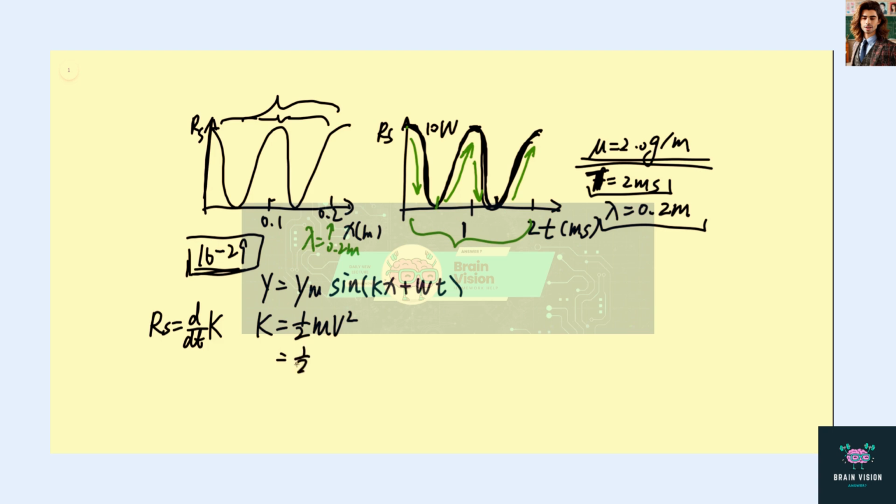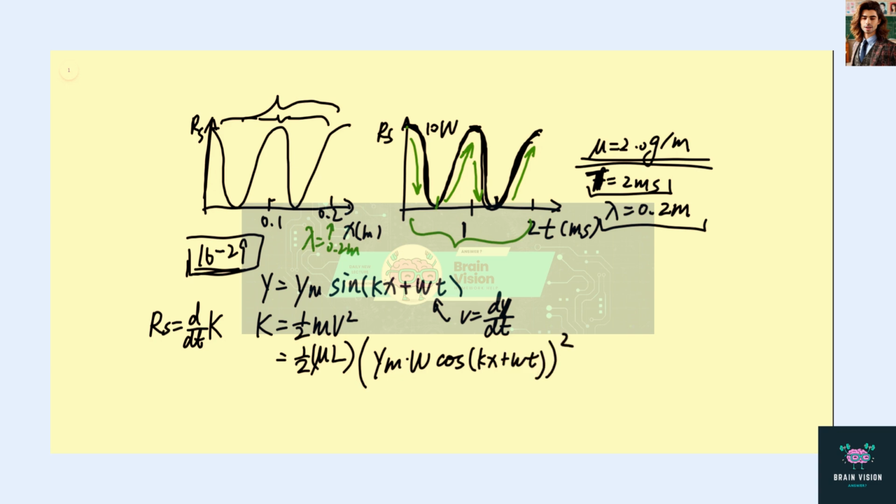In this case, we know the mass density mu. m is going to be mass density times L. L is just some distance that we're considering, because if we're looking for the kinetic energy, we must be looking at the kinetic energy of a fixed length of string. So L is that length. And then what is v? v is dy over dt, the derivative of the displacement. dy over dt is y_m times omega times cosine of (kx plus omega t).